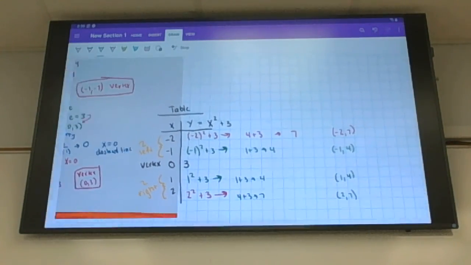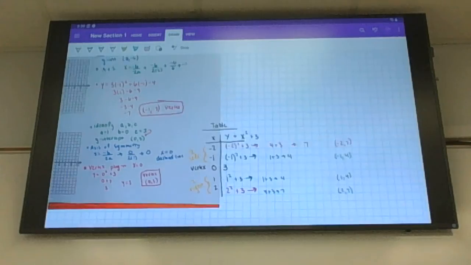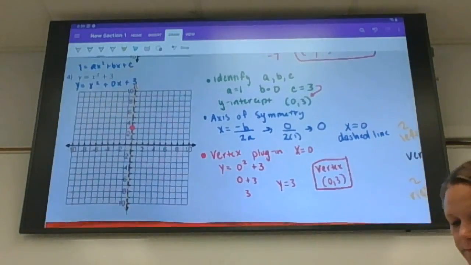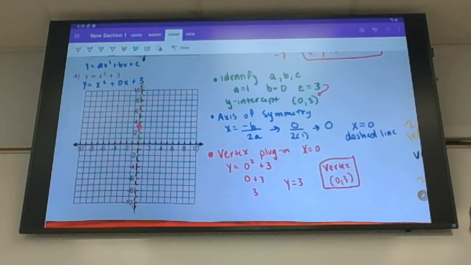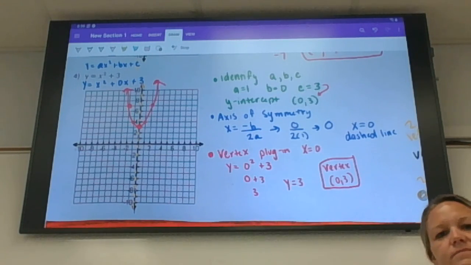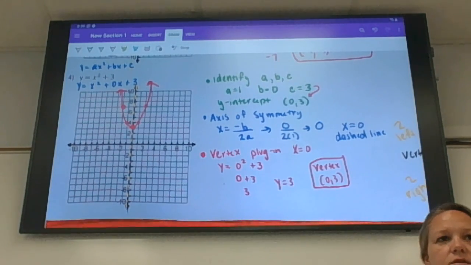Alright, I'm gonna plot these points and we'll take a look. -2, 7. -1, 4. 1, 4. 2, 7. There it is. Looks nice. Okay. So let's do one more.